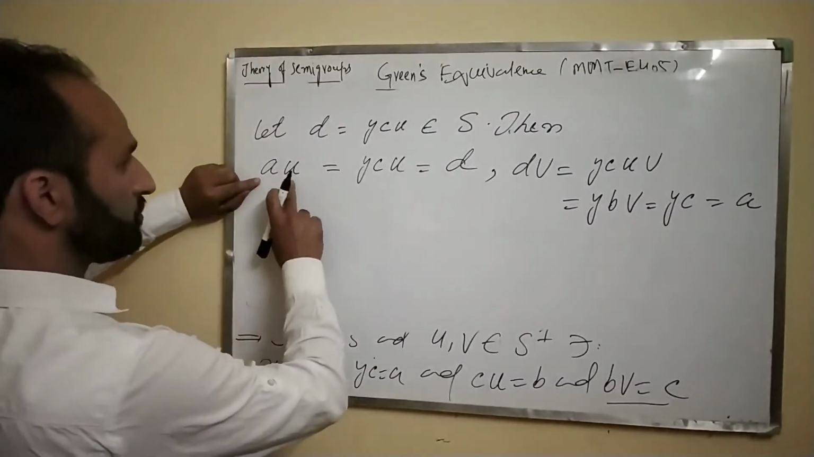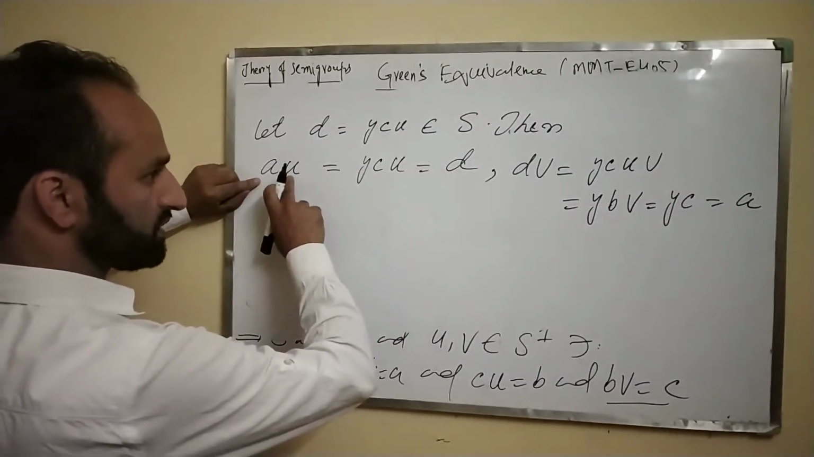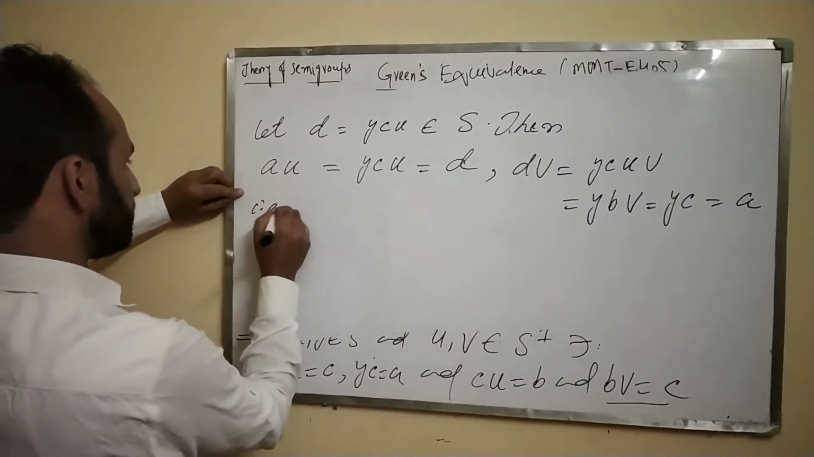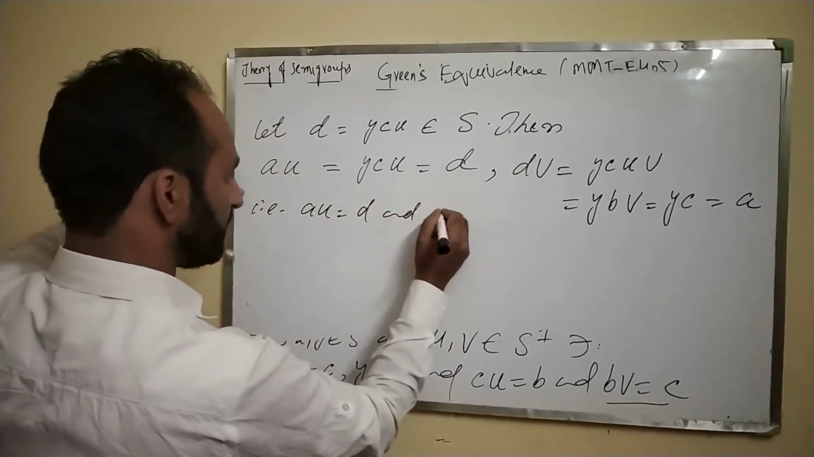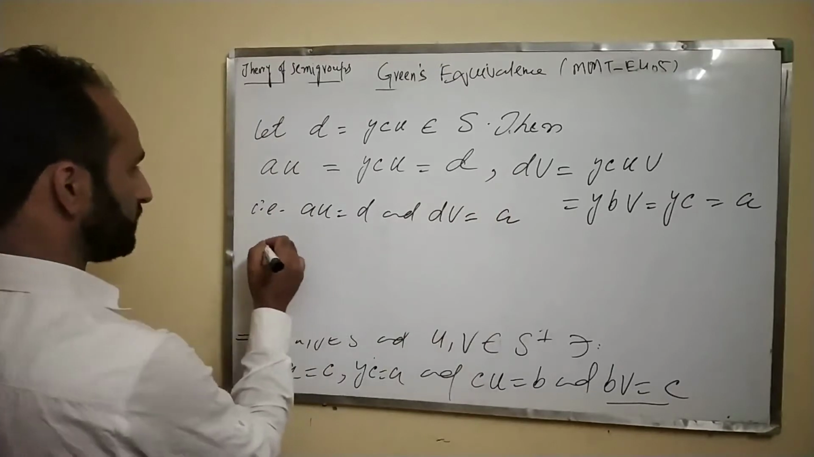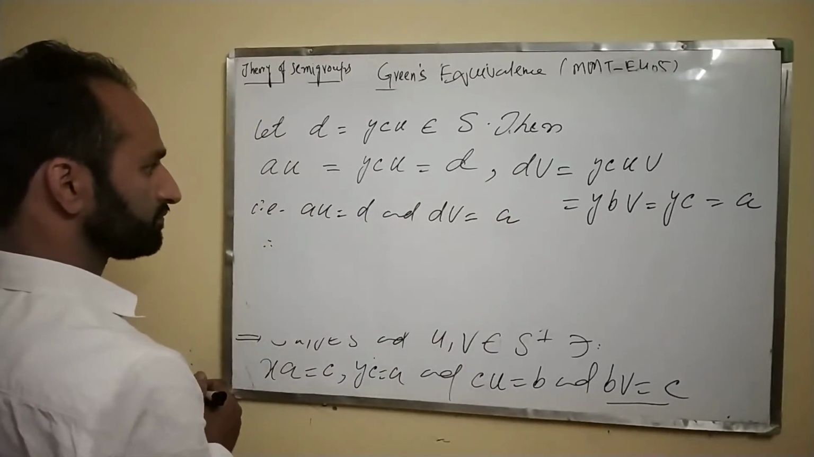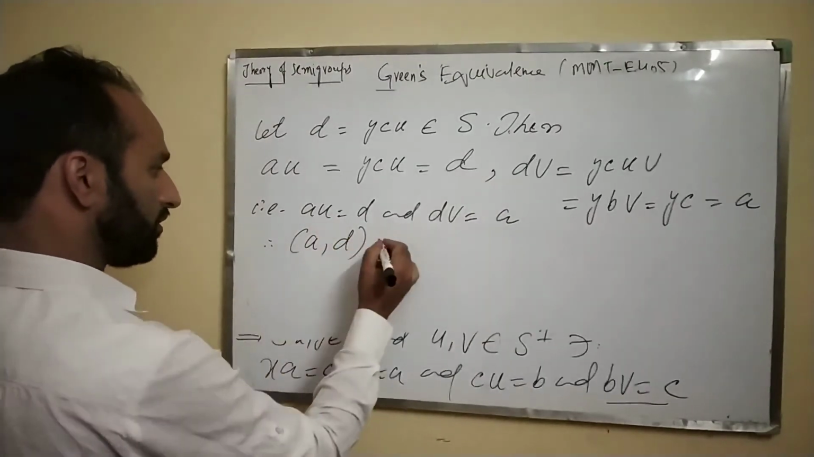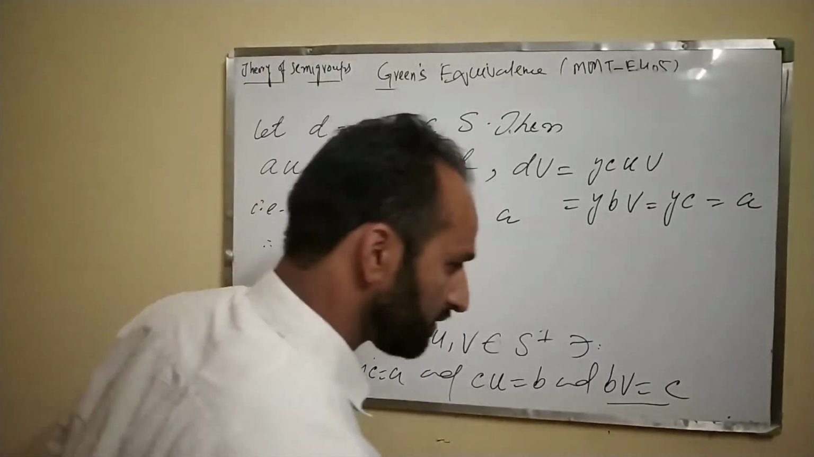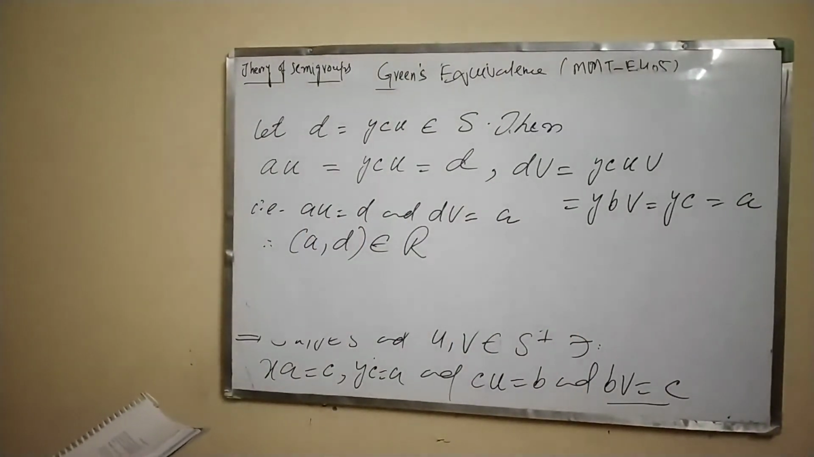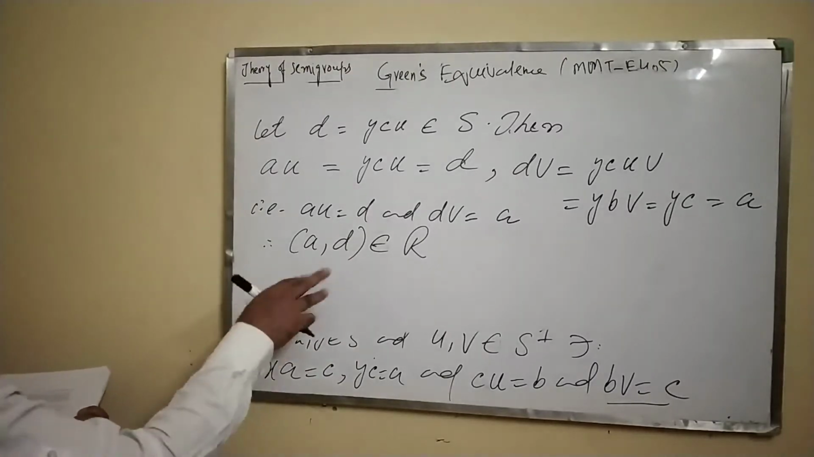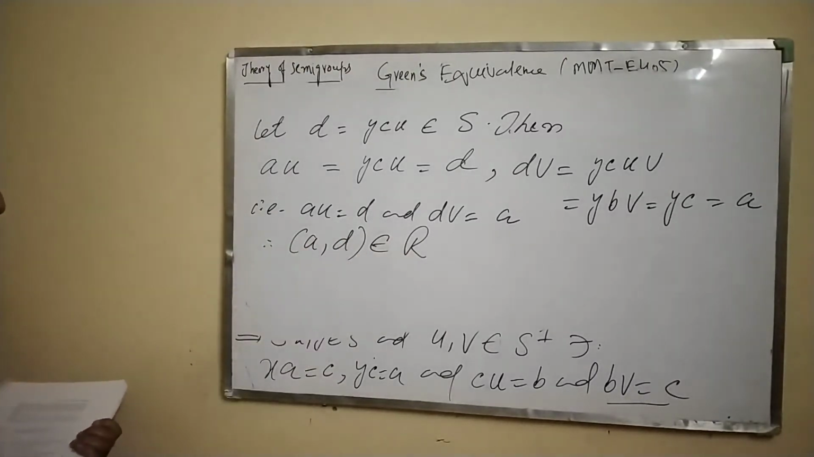So this AU is equal to D. There are U and V in S1 such that AU is equal to D and DV is equal to A. So therefore A, D, they are all related. So now we see that D, B, they are L related. D is L related to B. Then we will get A, B belongs to our composition L.